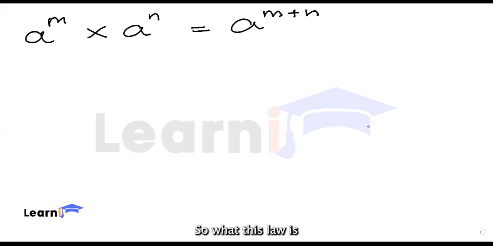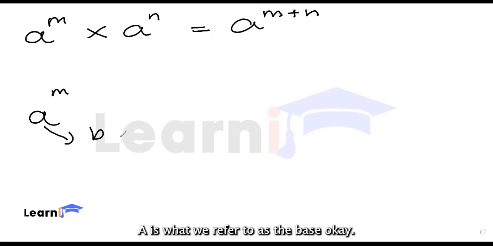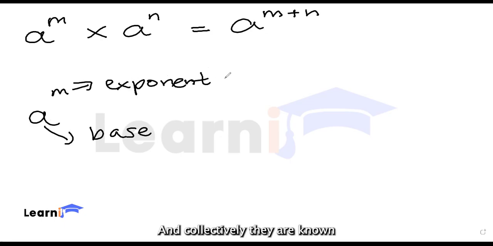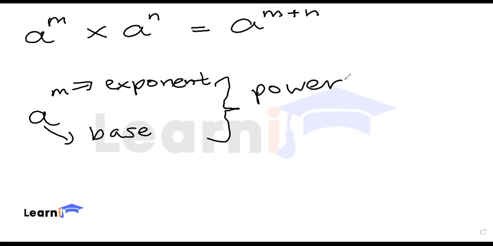So what this law is explaining to us is that, let's just do some revision quickly, a is what we refer to as the base. The m is the exponent. And collectively, they are known as a power. Let me just draw that again. It's not working so well today. So this is referred to as a power, okay?